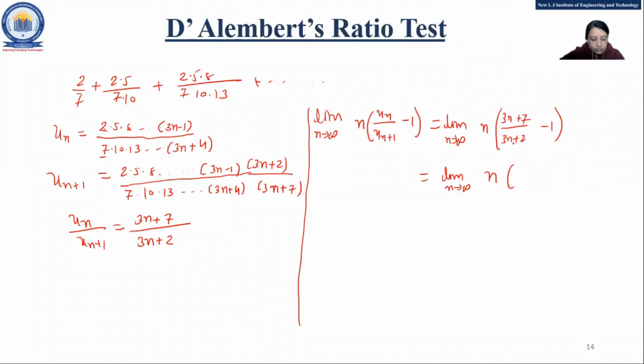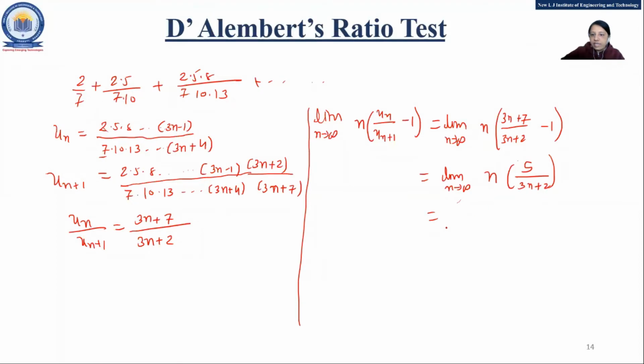So what should be the answer for this? Anyone? 3n plus 7 upon 3n plus 2, just simplify it. So you will be having here 3n minus 2, so 3n is supposed to be cancelled out. 7 minus 2, so it is 5. Now in denominator it is 3n plus 2. Now we'll take n common, because we don't want infinity. So what happened? 5n upon 3n plus 2.